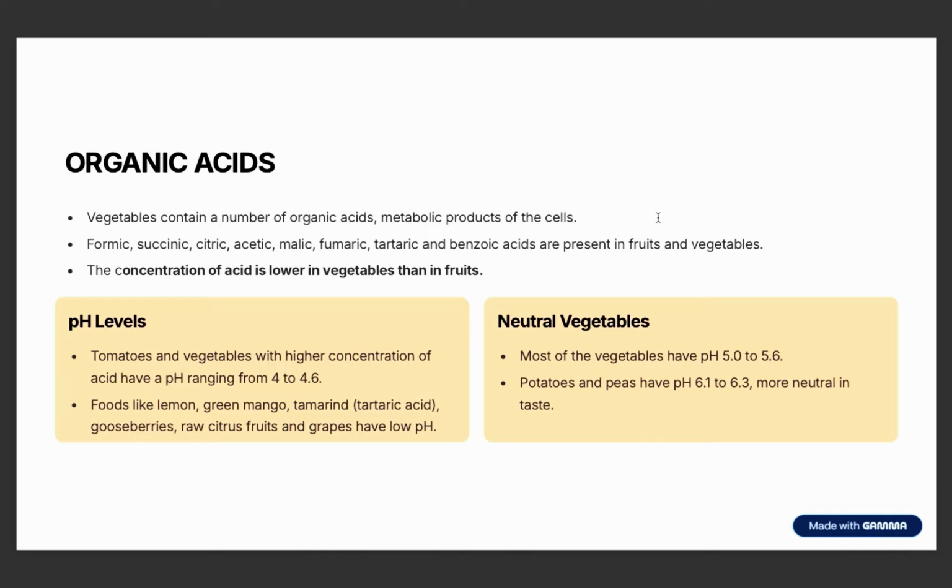Looking into neutral vegetables, most of the vegetables have pH from 5 to 5.6. Potatoes and peas have a more neutral taste due to the pH of 6.1 to 6.3.